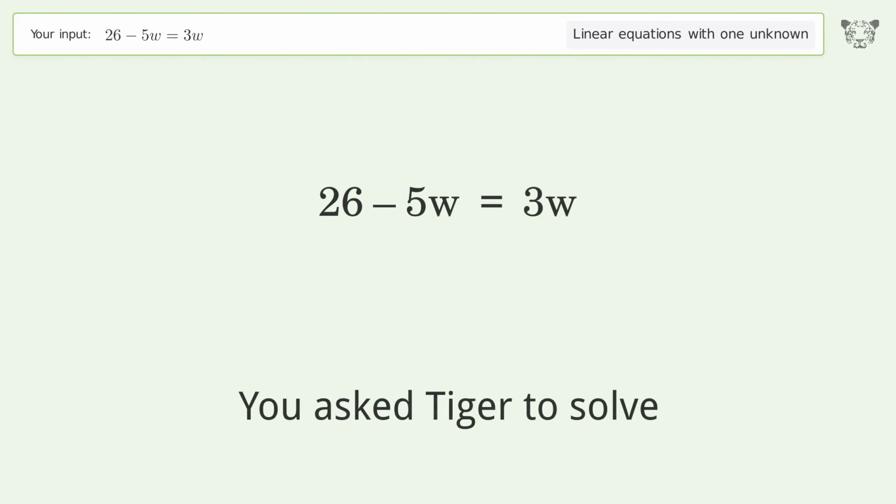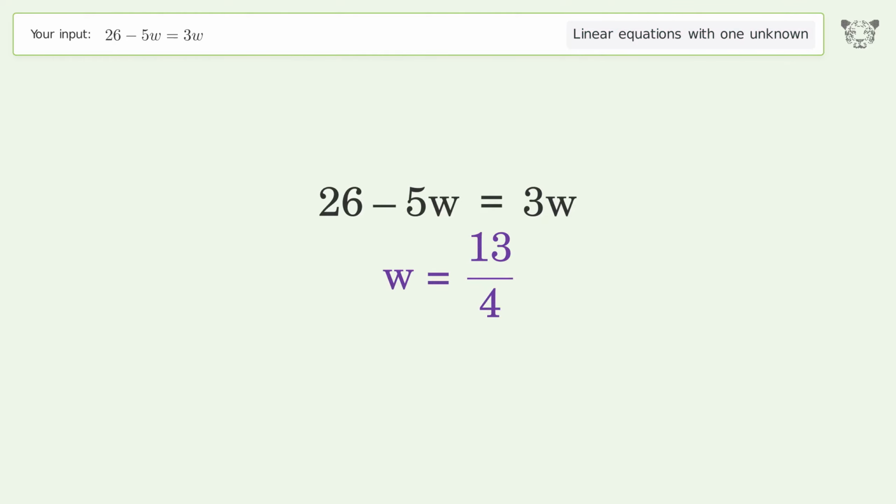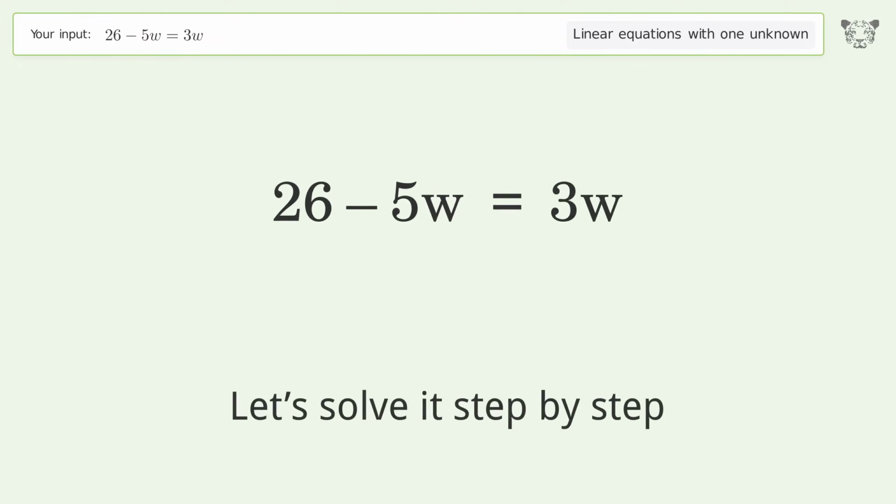You ask Tiger to solve. This deals with linear equations with one unknown. The final result is W equals 13/4. Let's solve it step by step.